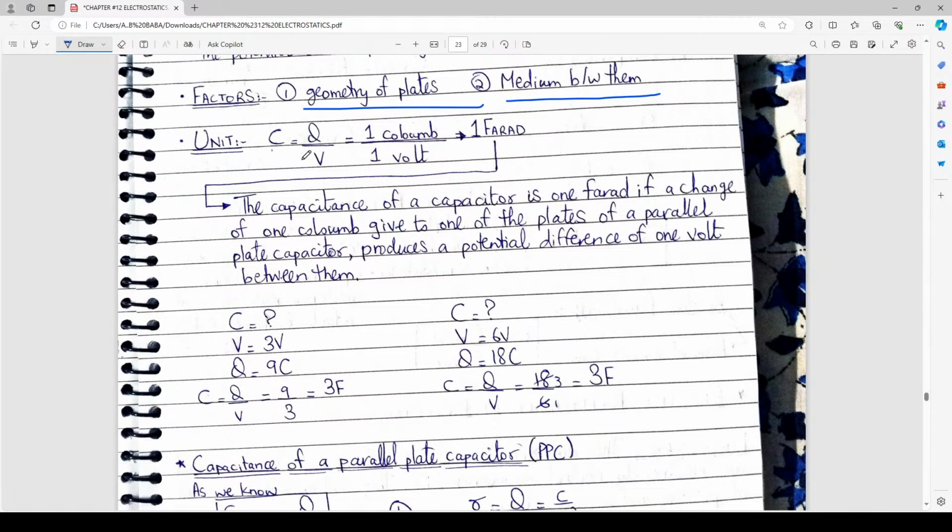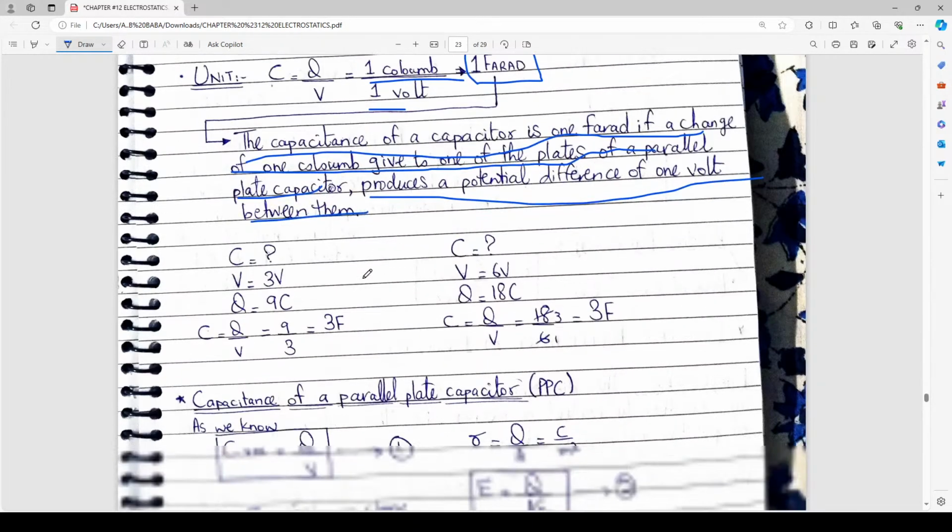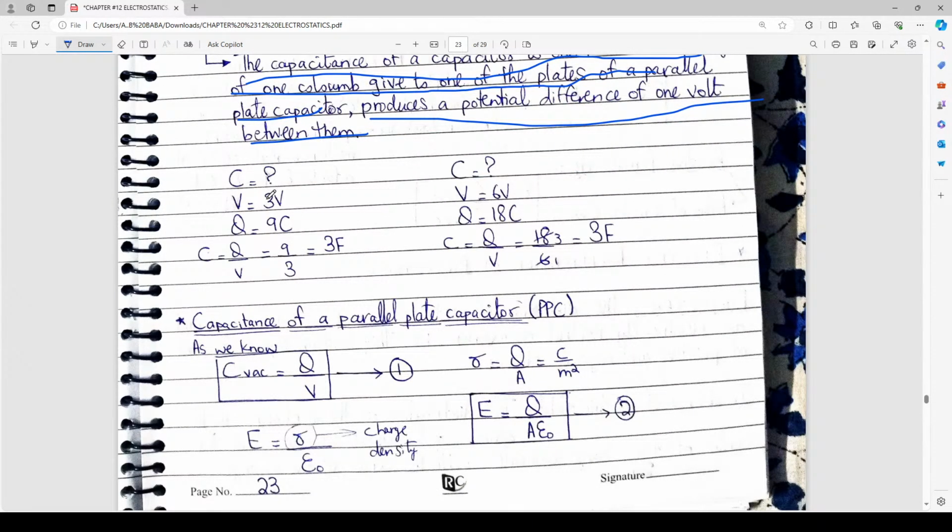Unit is C is equal to Q upon V, which is equal to 1 coulomb upon 1 volt, and this is equal to 1 farad. The capacitance of a capacitor is 1 farad if a charge of 1 coulomb given to one of the plates of a parallel plate capacitor produces a potential difference of 1 volt between them. So for example, if C is unknown, V is 3 volts and Q is 9 coulombs, so Q upon V becomes 9 upon 3, which is 3 farad. And if we increase proportionally, like 3 becomes 6 and 9 becomes 18, still the ratio remains the same.